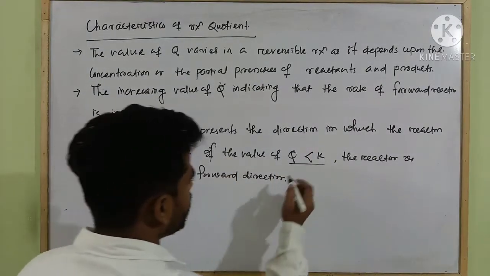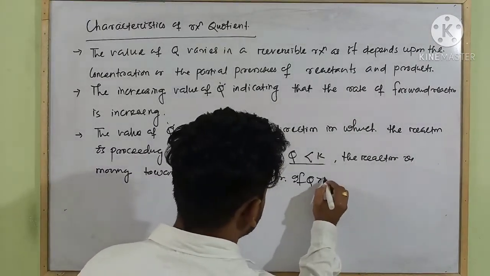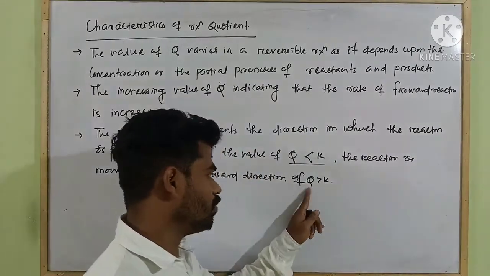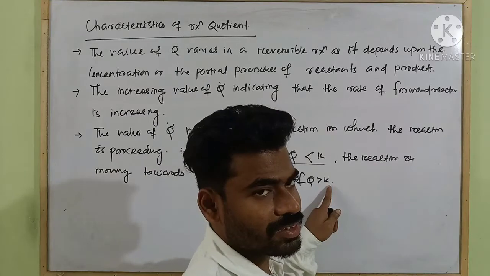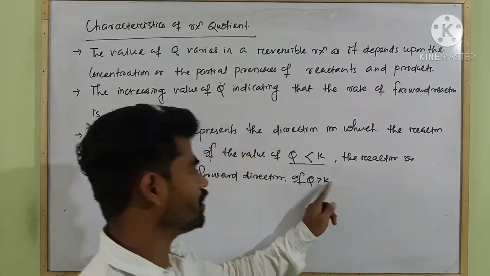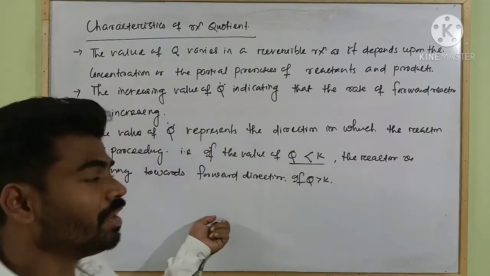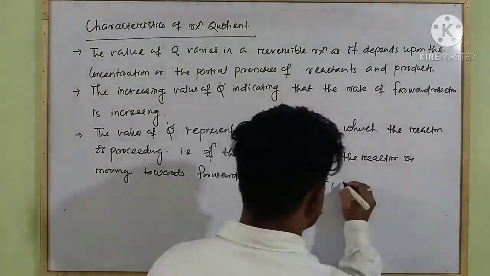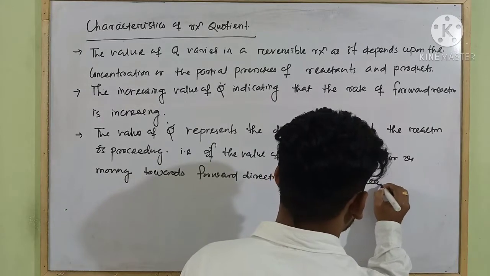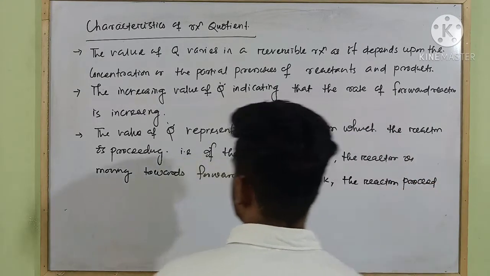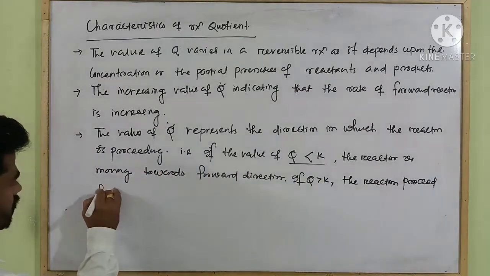You can say if Q is greater than K, what does it indicate? The product concentration is more than the equilibrium concentration. So if the product concentration is more than the equilibrium concentration, then definitely the reaction proceeds in the backward direction. The reaction proceeds in the backward direction.